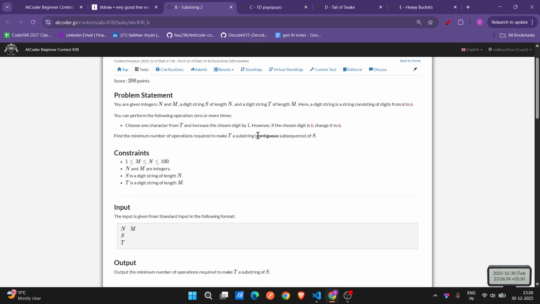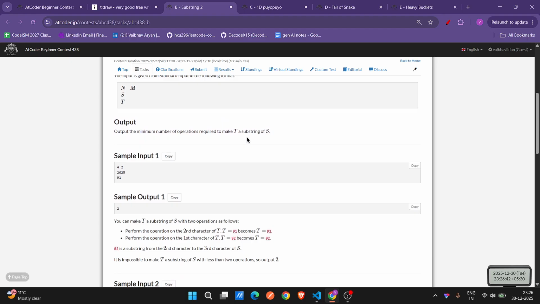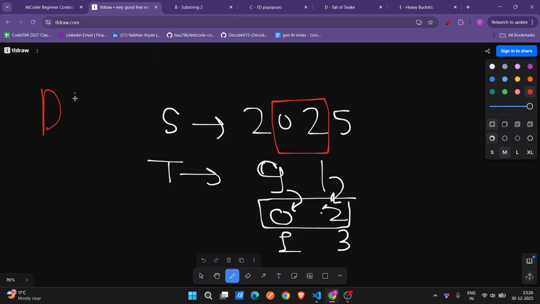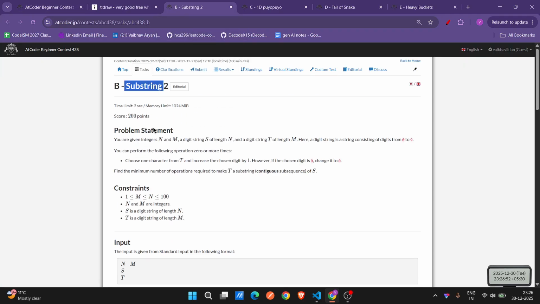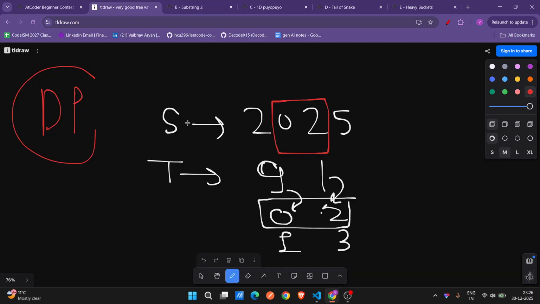Note this word, contiguous subsequence. They don't want you to find just a subsequence, they want you to get a contiguous subsequence in a minimum number of operations. So what's the first thing you should think? For problems like minimum operations, generally you can solve them with the help of dp, right? But in this problem you don't need that, because the constraints are too low. If the constraints are high, then we will think about it.